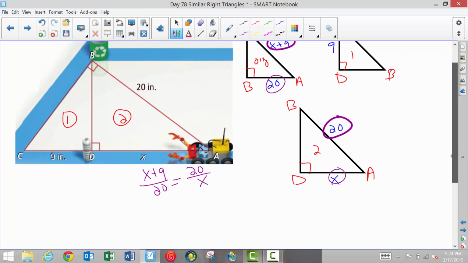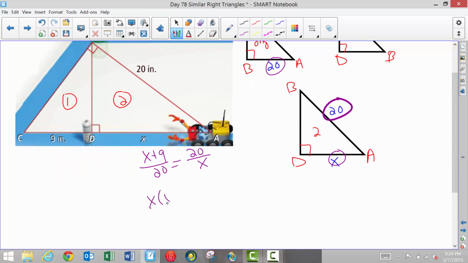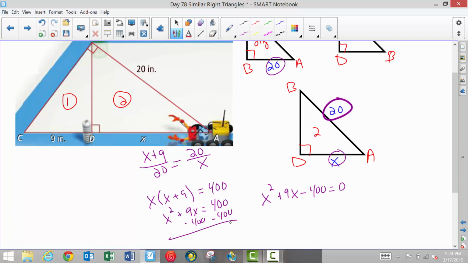So here I'm going to have to cross multiply. So I have x times x plus 9 equals 400. Distribute: x squared plus 9x equals 400. It's a quadratic, so I'm going to set the equation equal to 0. So I have x squared plus 9x minus 400 equal to 0. How do I do that? I just subtract 400 from both sides.